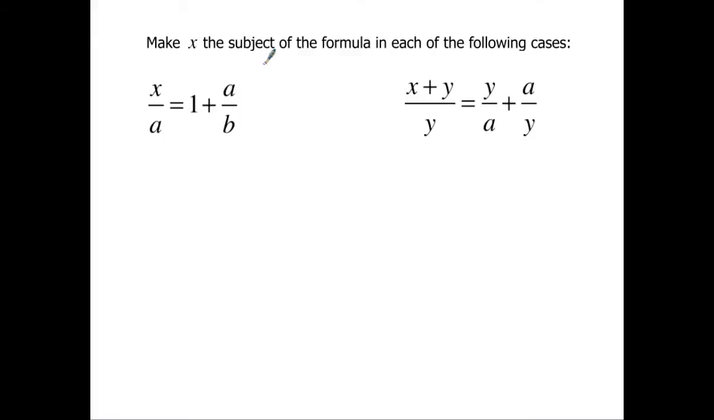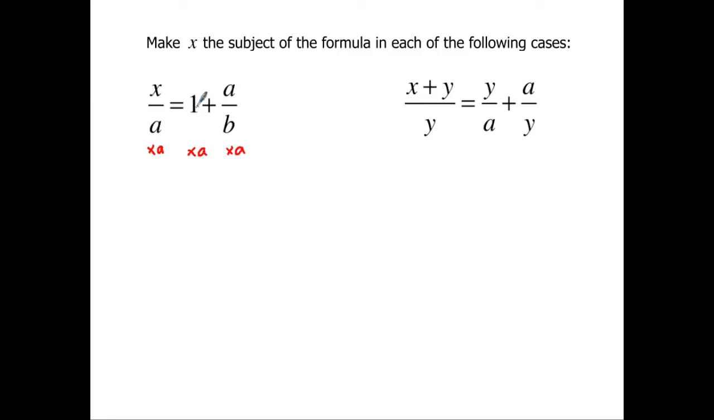Make x the subject of the formula in each of the following cases. It's just a bit more work to do with some of these here. Now, what's stopping x from being on its own here? Well, just this a term. So all I need to do is get rid of that a term in effect. So to do that, we'll multiply both sides by a, because that will cancel out. And I'm also going to have to multiply everything over here by a too. And that will refer to both of these.